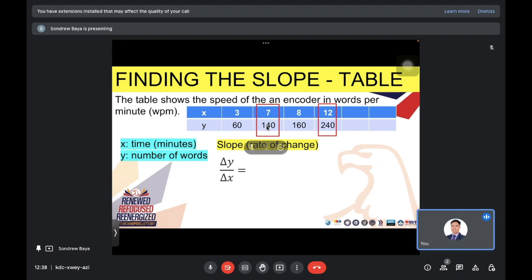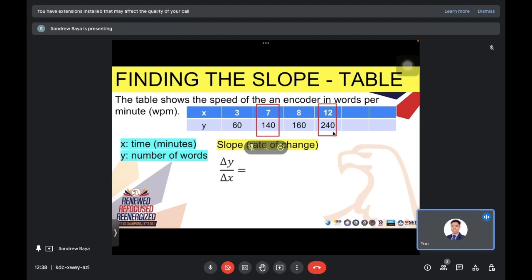So the change in y would be how much is the change from 140 going to 240? How much, in this case, is the increase? Because the previous is 140, now it's 240. So how much is the increase? Similarly, it's from 7 minutes to 12 minutes. So how long did it take to see this particular increase? So we have to find the change in y and the change of x.